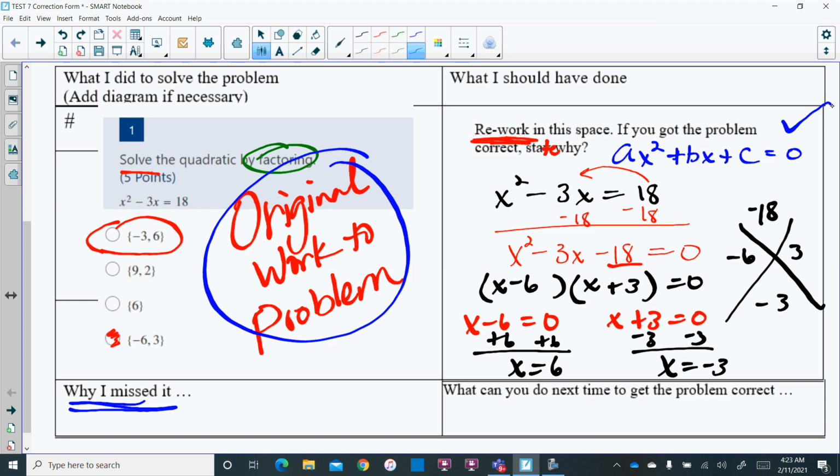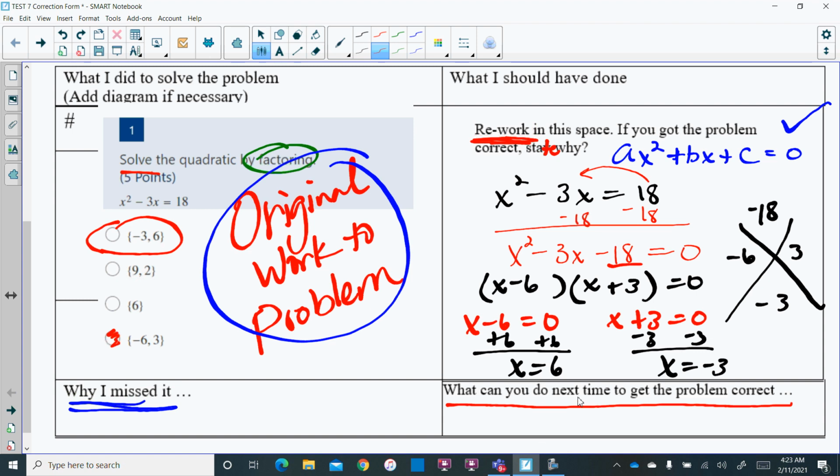And then you need to also make sure you tell me what you can do next time to get the problem correct. So all 4 items have to be filled in to get full credit, or to receive your credit on this daily assignment. So that is number 1.